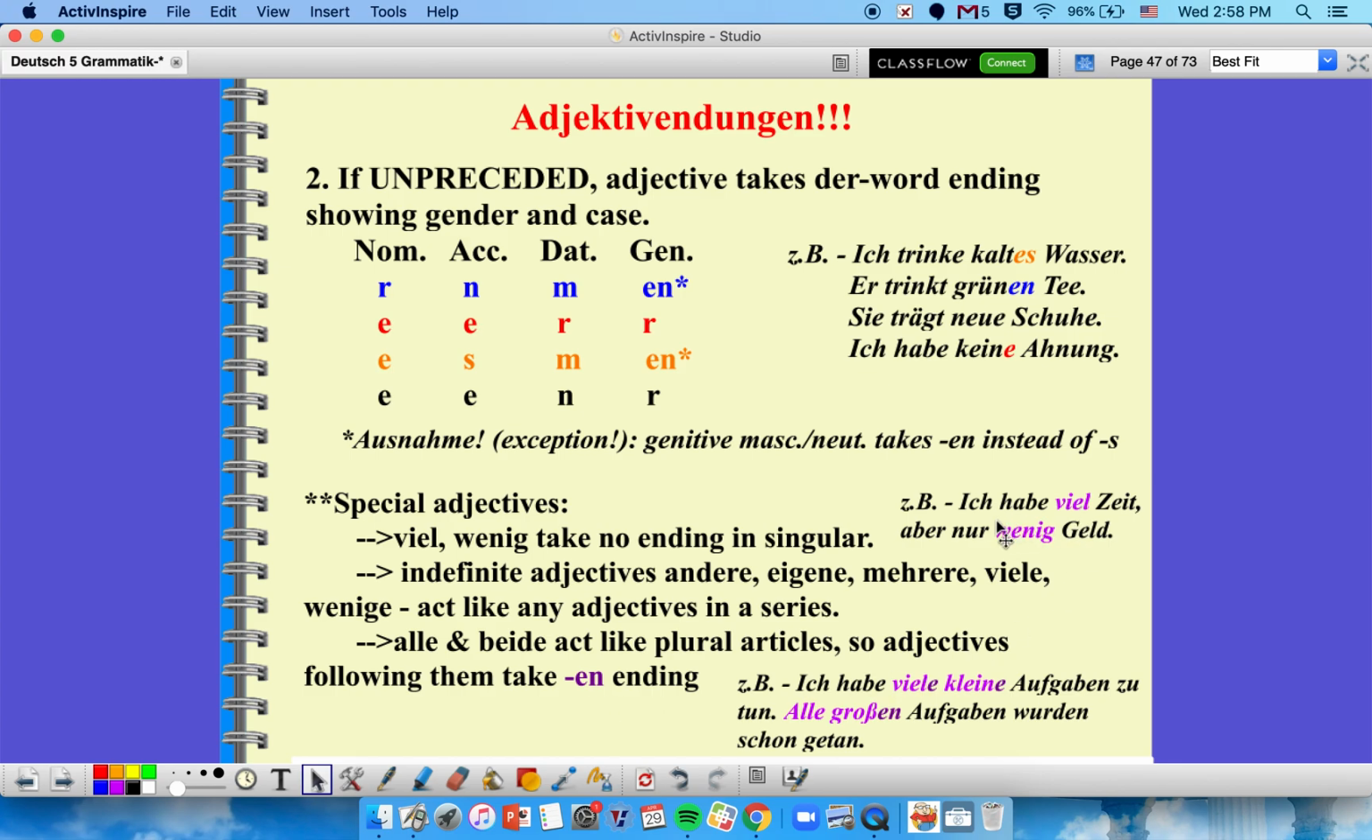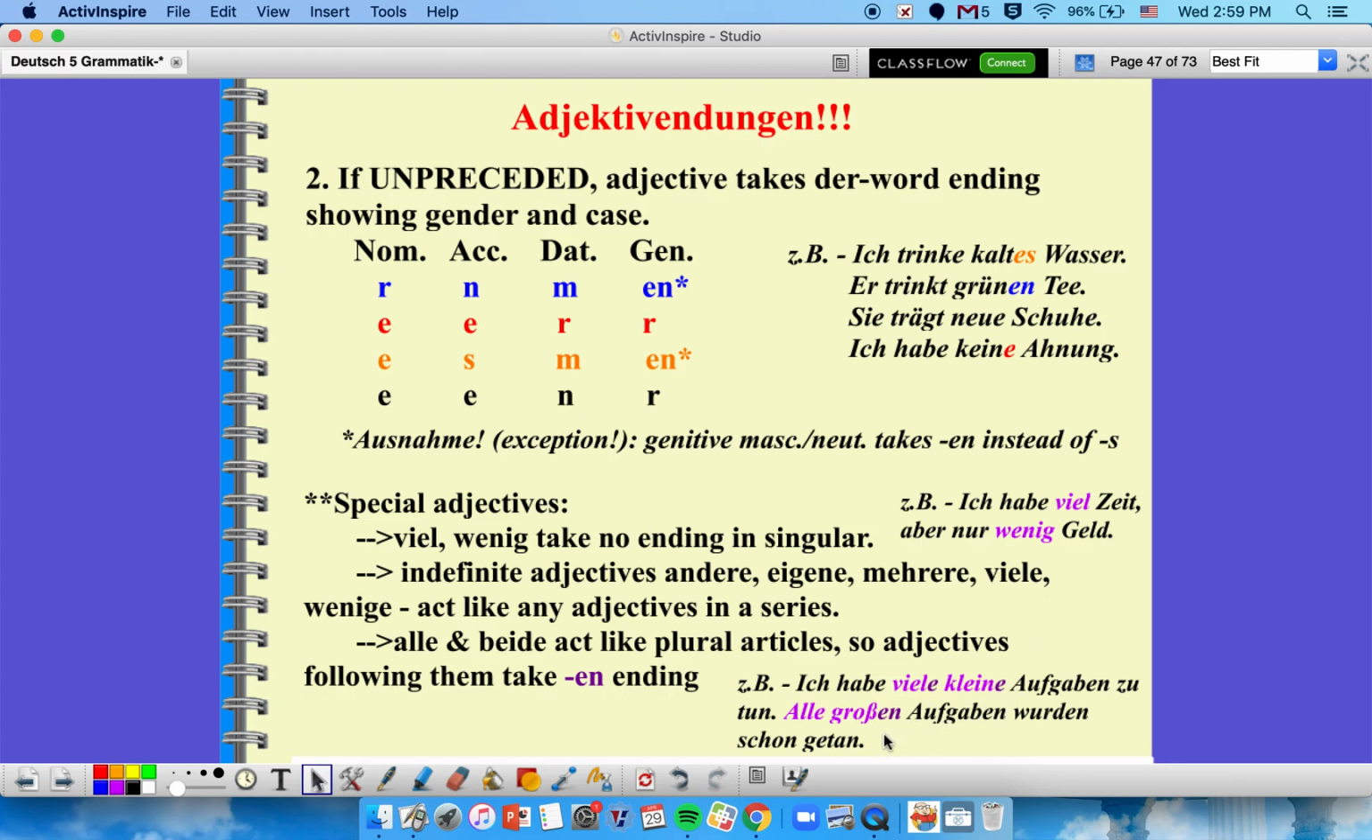So a couple of examples here. Ich habe viel Zeit. Even though Zeit is feminine, we don't have any kind of ending being added to viel. Aber nur wenig Geld, even though Geld is neuter, we're not having to add anything to wenig. Viel and wenig, if they're singular, don't get anything added to them.